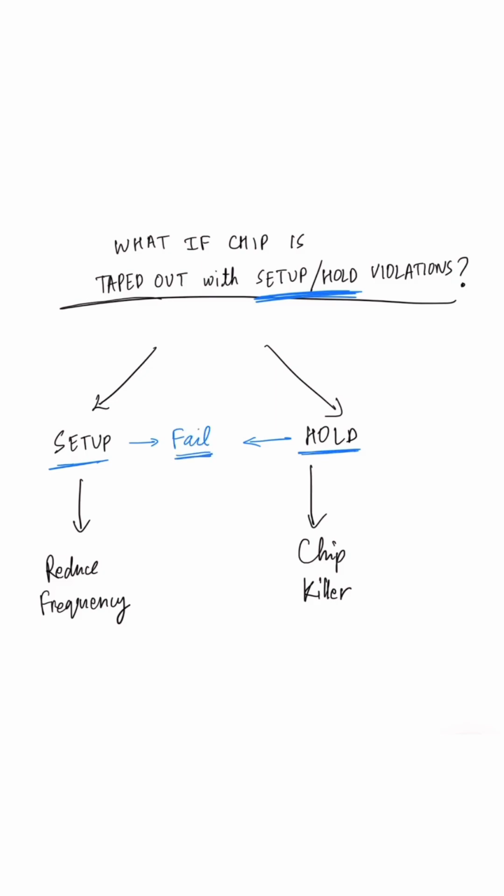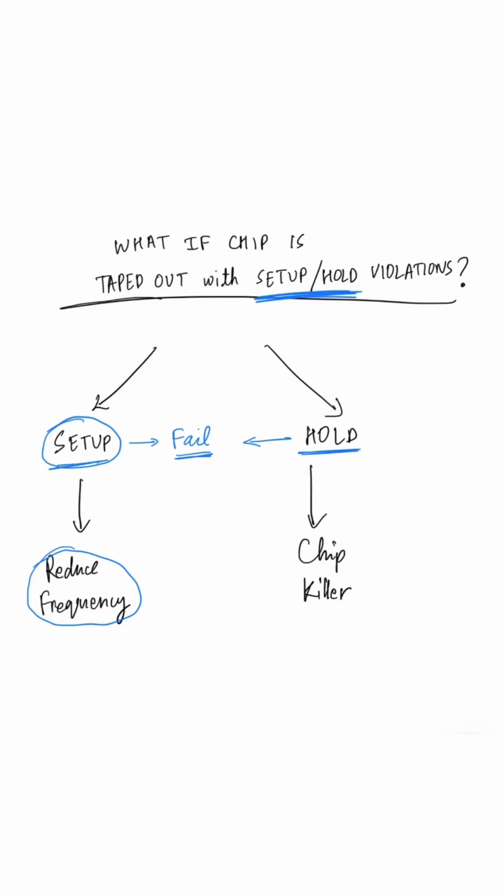Usually, a follow-up question to this is, can we still make the chip work after it is being manufactured with setup or hold violations? And the answer is, maybe. We know that setup timing is usually dependent on the clock period or frequency. So, after the chip is manufactured, we can try reducing the frequency at which the chip is running.